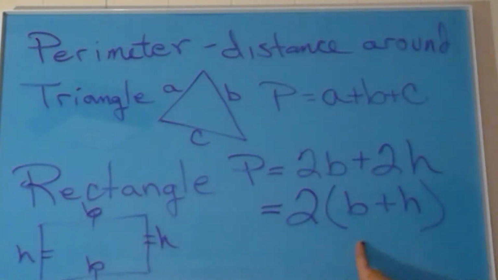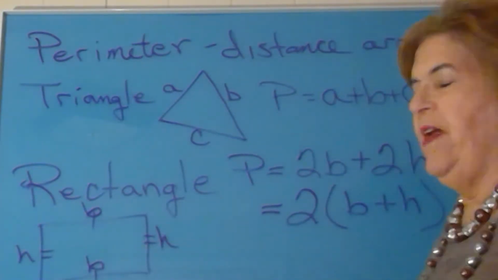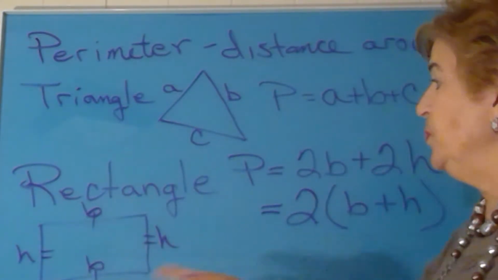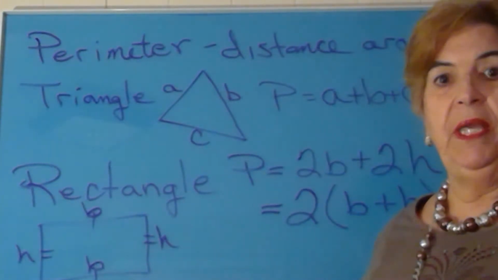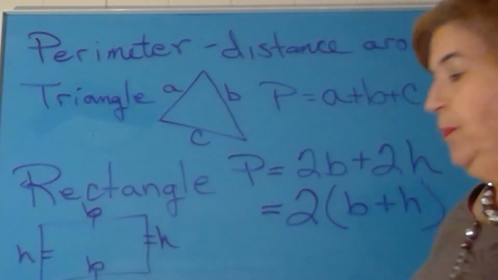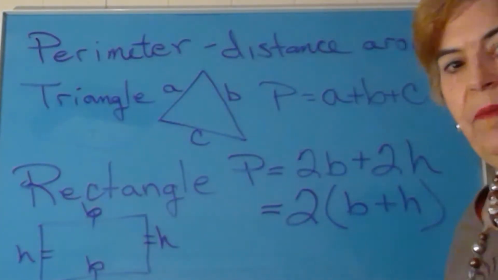Sometimes I prefer to use the second one because you just add the base and height together and then multiply that sum by 2. To use the first one, you multiply each of them by 2 and then you add them together. That's how you find the perimeter of a triangle and a rectangle.